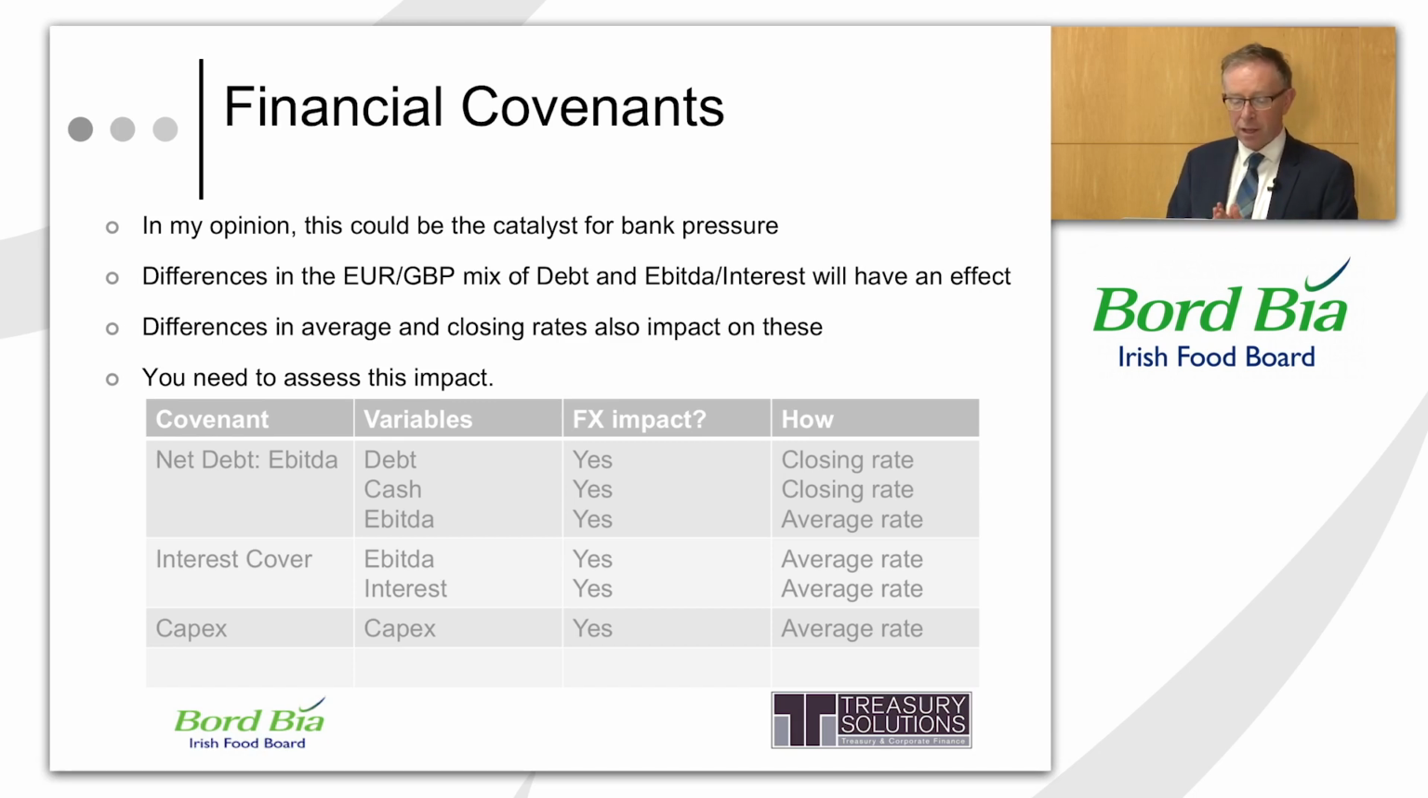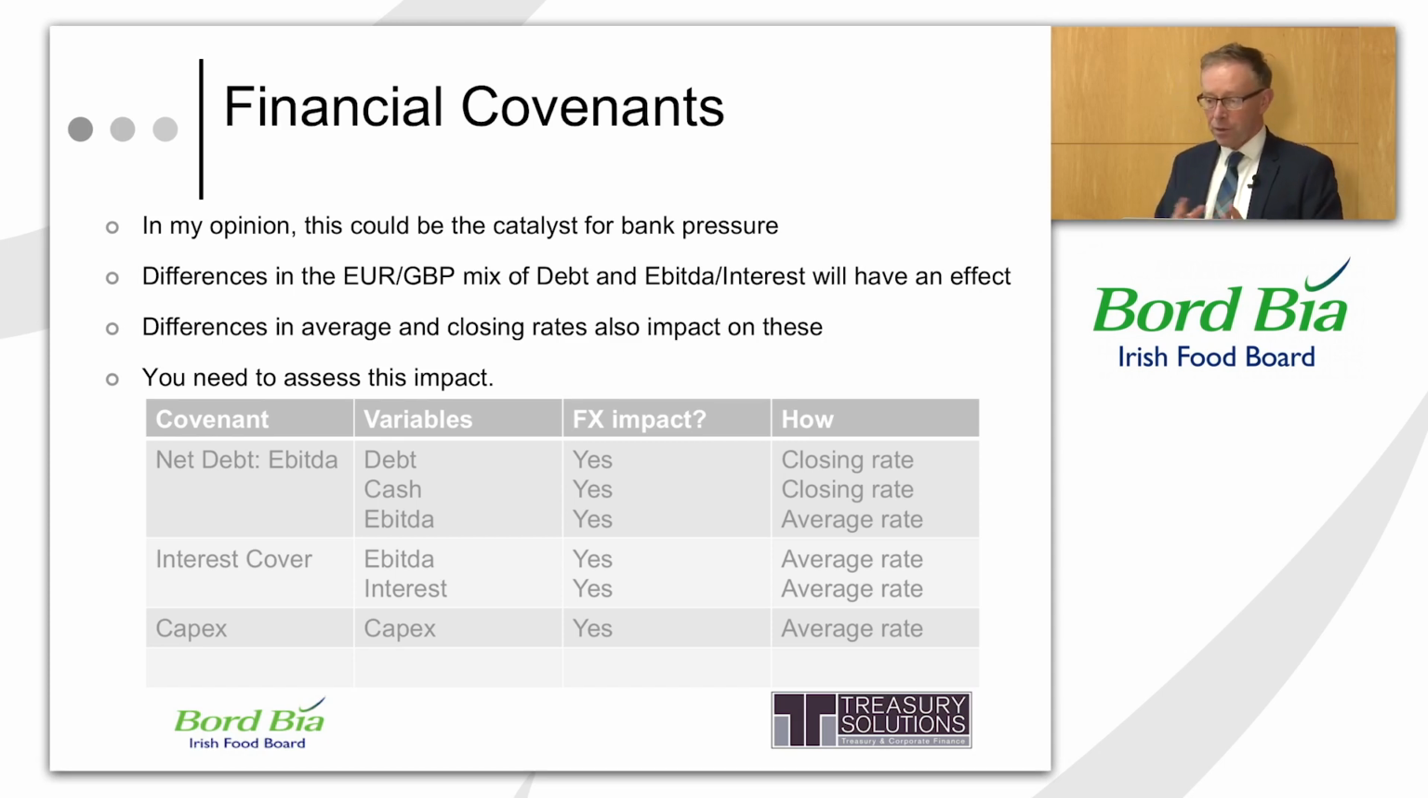The first covenant is your net debt to EBITDA. Net debt to EBITDA is your gross debt minus the cash, and that's divided by your EBITDA for a year. All of those can be impacted by foreign exchange. But if you notice here, the cash and the debt are stated at the closing rate for each year, but the profits are always included in your accounts at an average rate for each year.